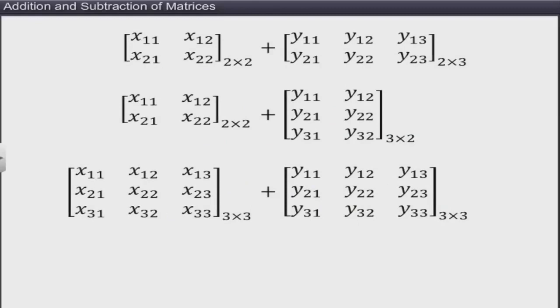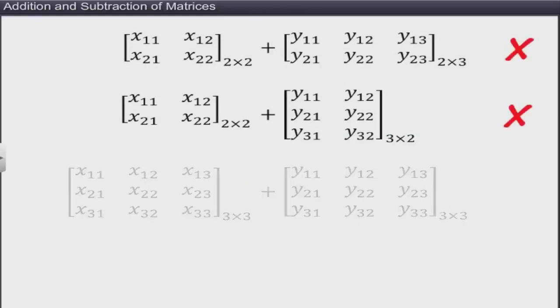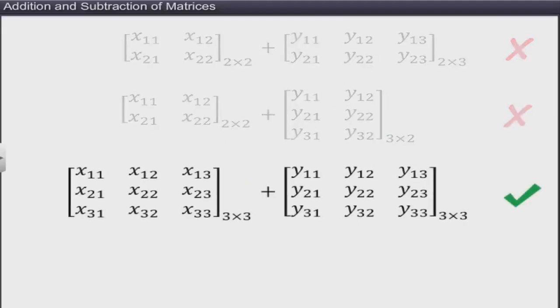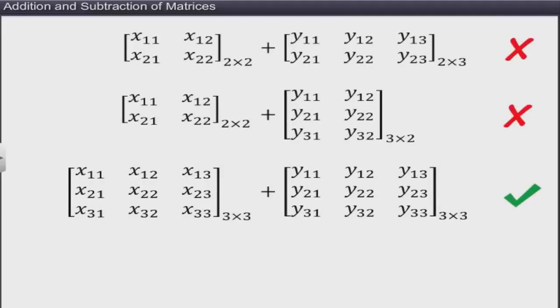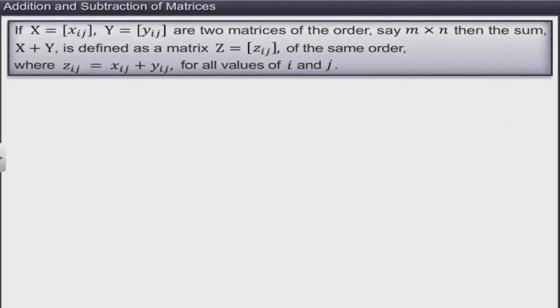It has to be noted that matrix addition can be performed over matrices having the same order. If X and Y are two matrices of the same order, say m by n, then the sum X plus Y is defined as a matrix Z of the same order, where Zij is equal to Xij plus Yij for all values of i and j.